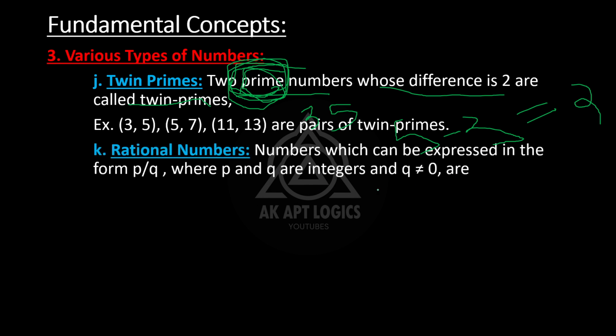Rational numbers: numbers which can be expressed in the form p by q, where p and q are integers and q is not equal to 0. It means p can be negative, positive, or 0, but q cannot be 0, though q can be positive or negative. If q becomes 0, the value becomes undefined.